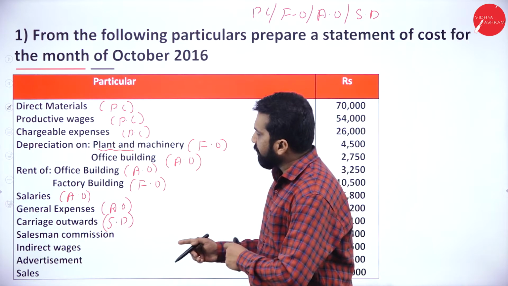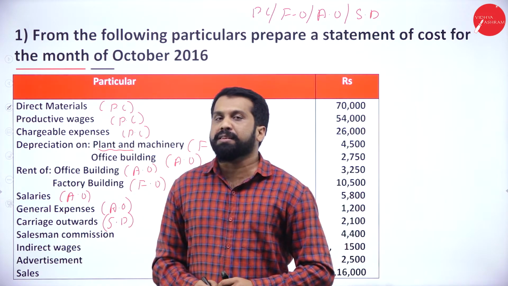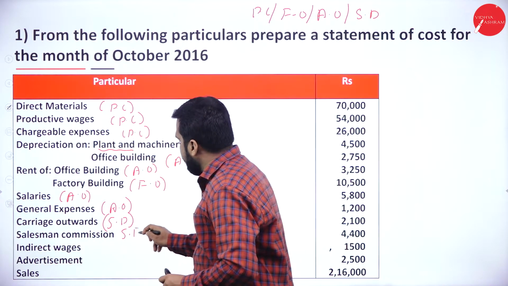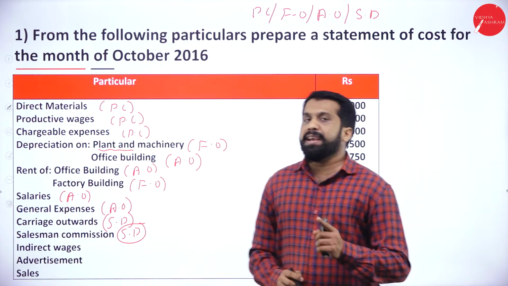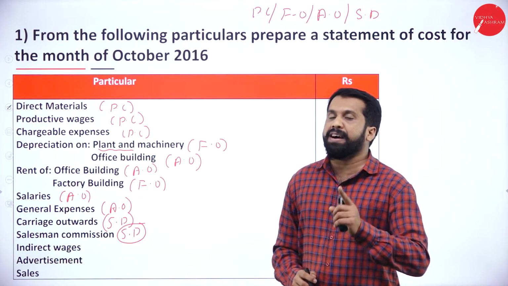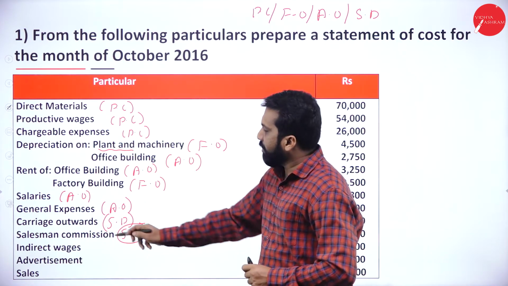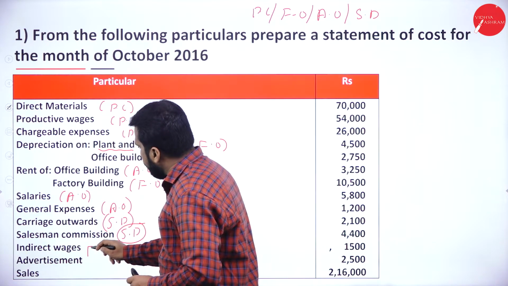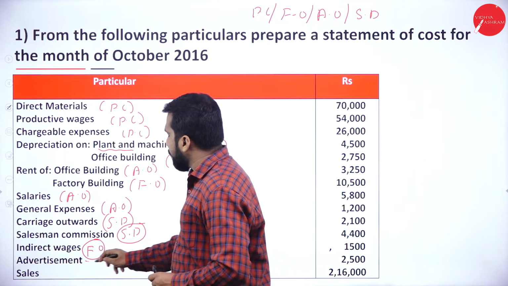Next, salesman commission. Salesman commission comes under where? Selling and distribution. Then, indirect wages. Indirect wages come under factory. Remember, direct wages come under prime cost. Indirect wages will come under factory overhead. Then, advertisement comes under where?